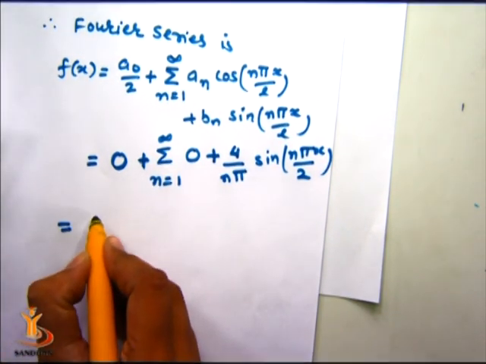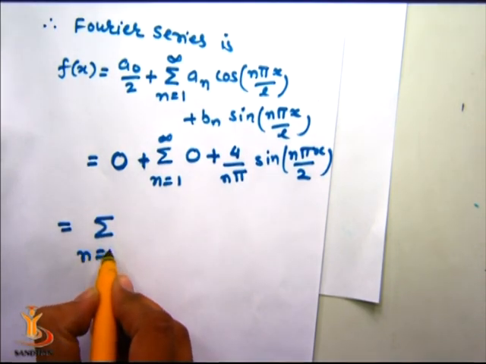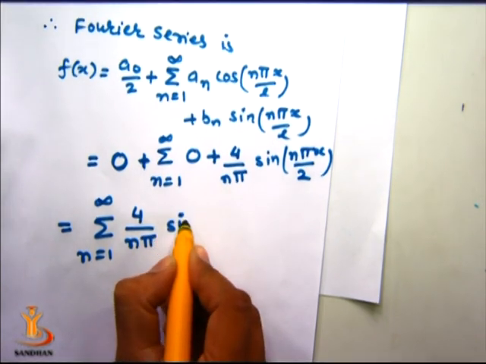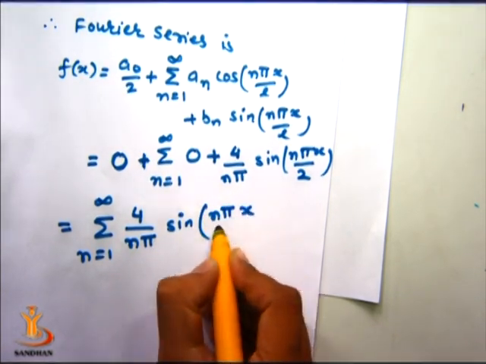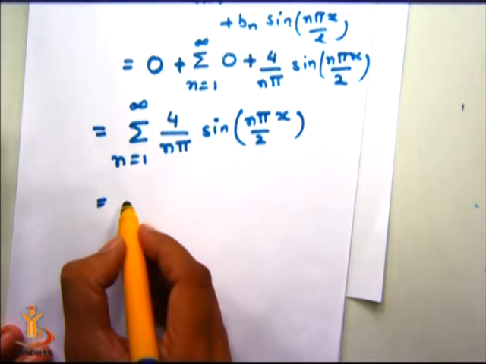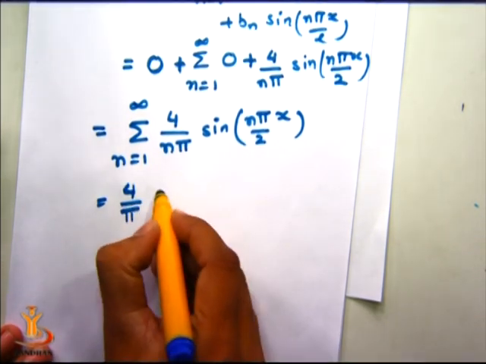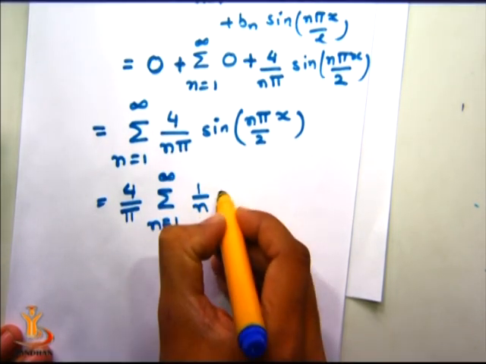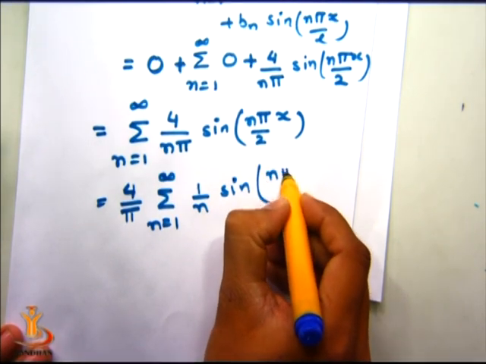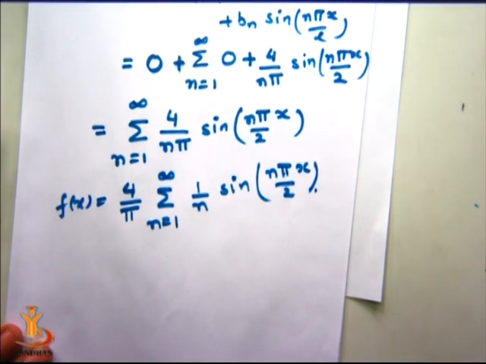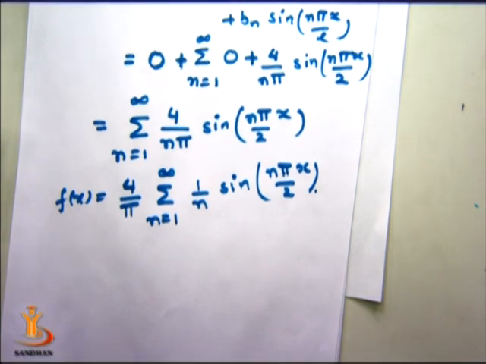Therefore our Fourier series is sigma n from 1 to infinity of 4 upon n pi sin n pi x by 2. We can also take this constant 4 upon pi outside. So 4 upon pi sigma n from 1 to infinity of 1 upon n into sine n pi x by 2. This is our f of x for this given function. So our function is 2 minus x, with limit 0 to 4.